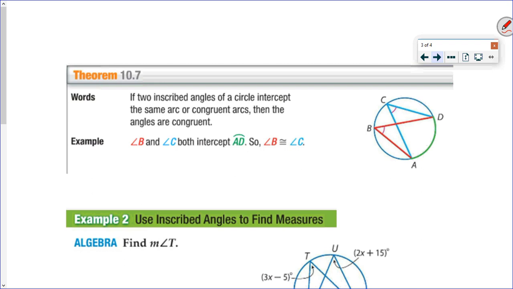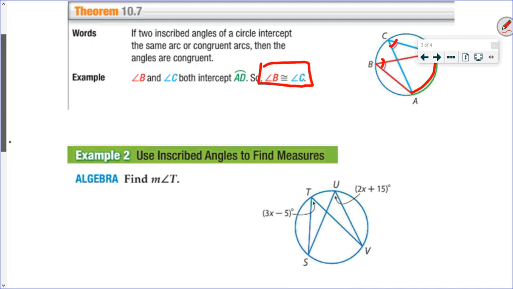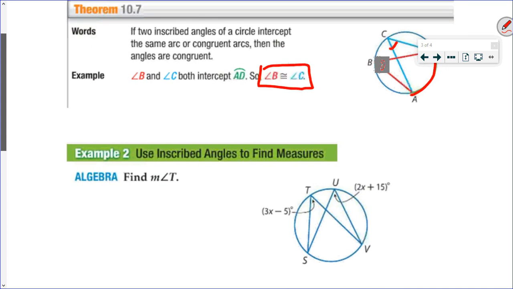It states that if two inscribed angles of a circle intercept the same arc or congruent arcs, then the angles are congruent. So angle A and angle C both intercept the same arc. You can see here angle C and angle B both intercept arc AD. So if they intercept the same or congruent arcs, then the angles must be congruent. So how do we use theorem 10.7?